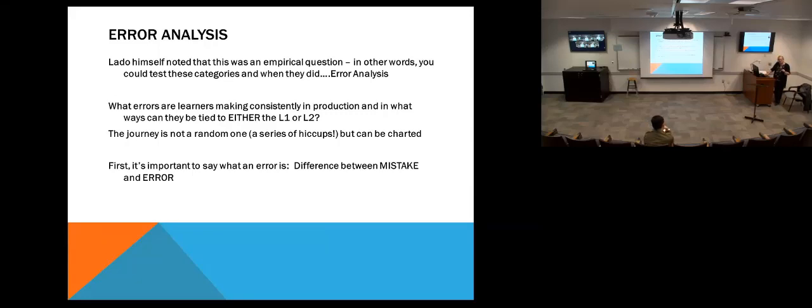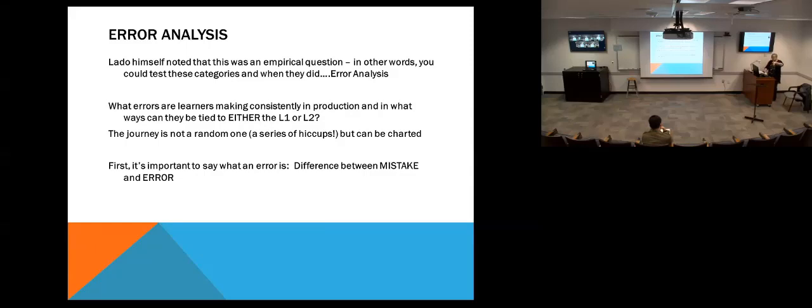An error is a mistake that actually is systematic. That means that your underlying transitional grammar has some systematic gaps in it, okay? So how do you think you can start to distinguish between an error and a mistake? Consistency.